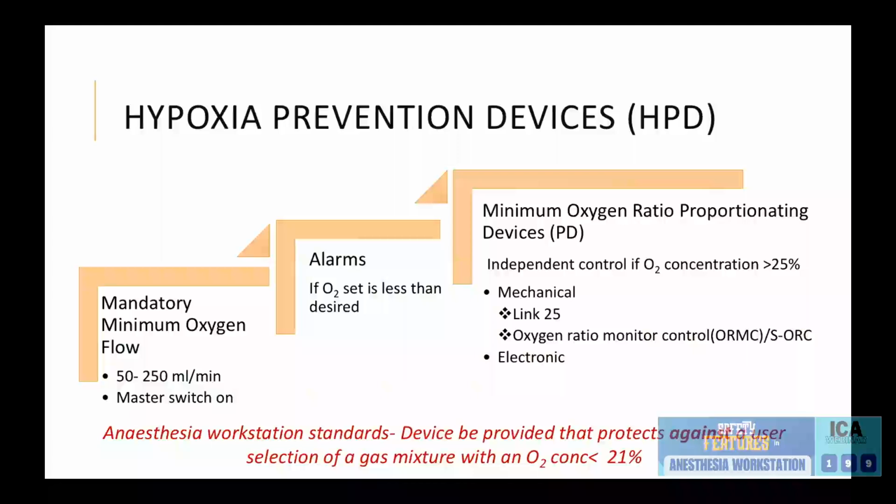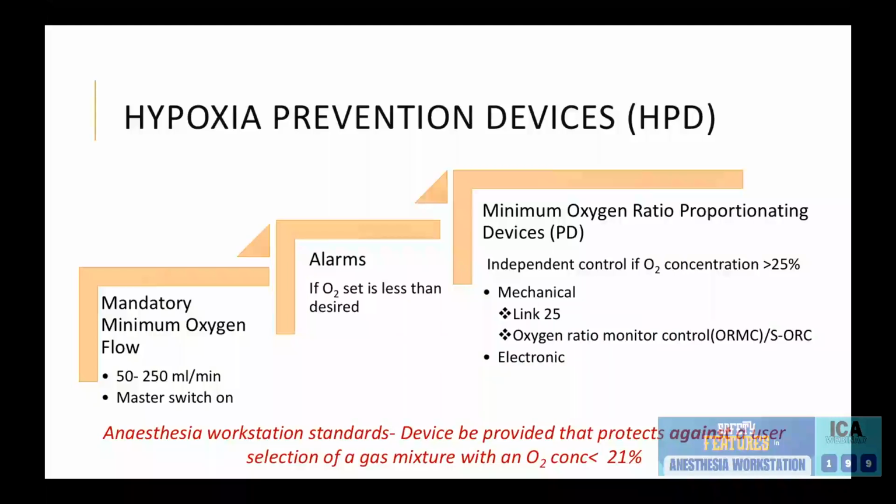Coming to the other part, which is the hypoxia prevention devices. In many workstations, once the master switch is on, a minimum flow rate of 50 to 250 mLs per minute gets started. That is the mandatory minimum oxygen flow. So that is one hypoxia prevention device. There are, of course, alarms in which if you have set the oxygen less than desired, this alarm starts beeping.